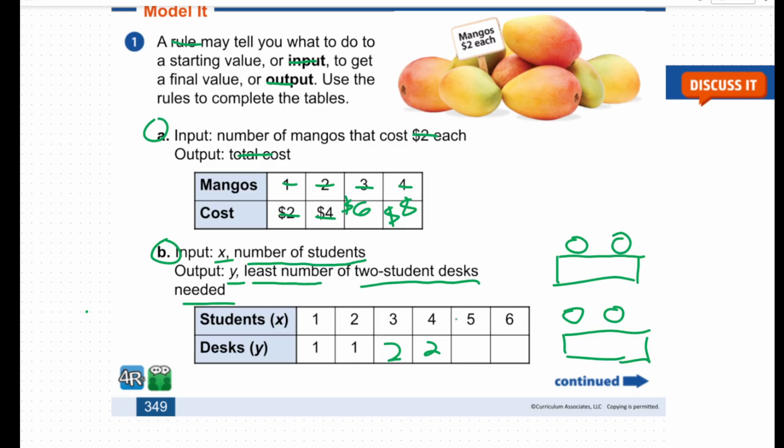So how many desks would you need for 5 and then 6? Give it a shot. Hopefully you found that 3 desks would work for 5 students and 3 desks would also work for 6 students.